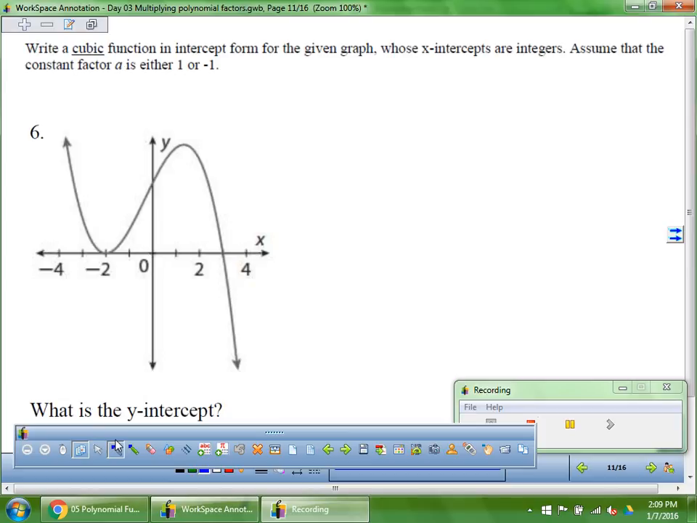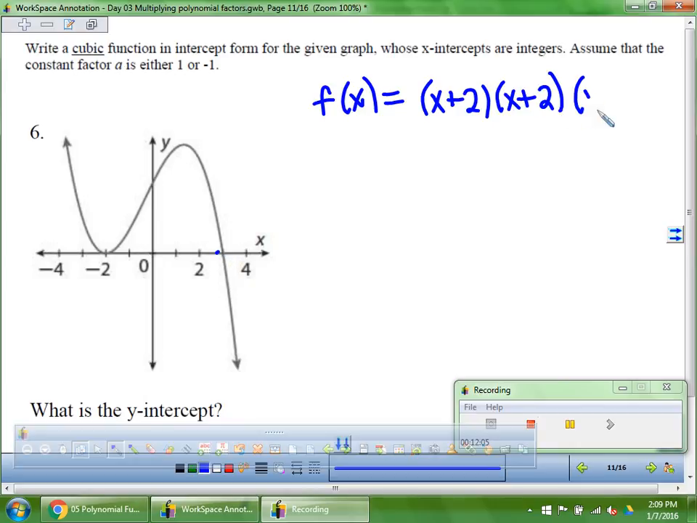Remember, a double root skims the graph, at -2. So we have the function f of x equals, we have 2 roots at -2, so I'm going to write x plus 2 twice. And then we have a root at 3. It's a single root, x minus 3. Okay?